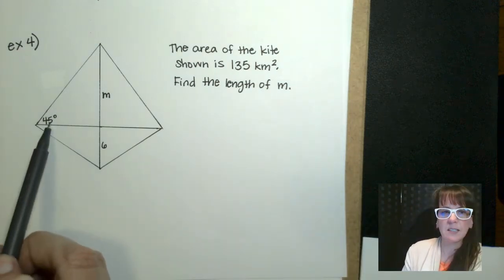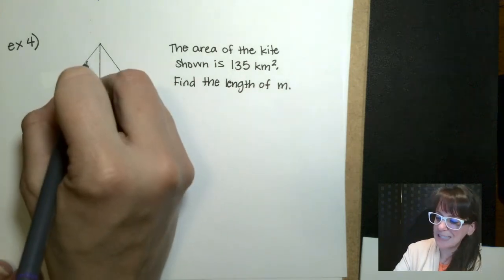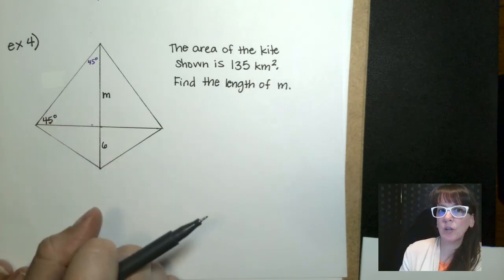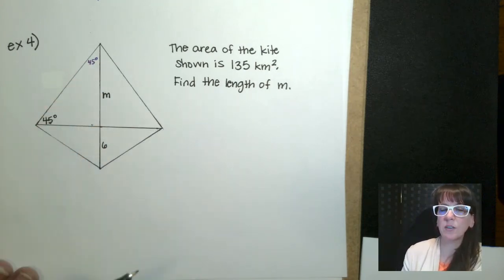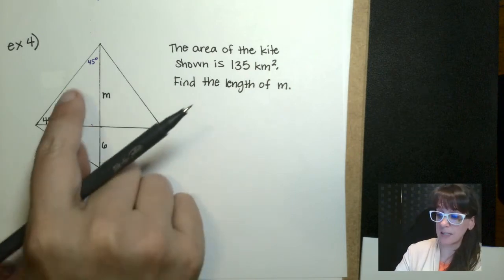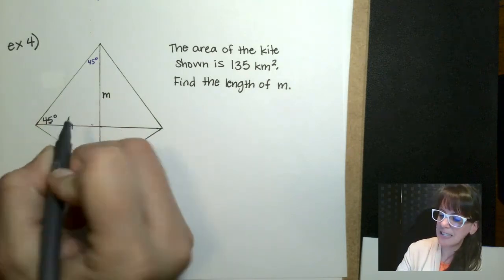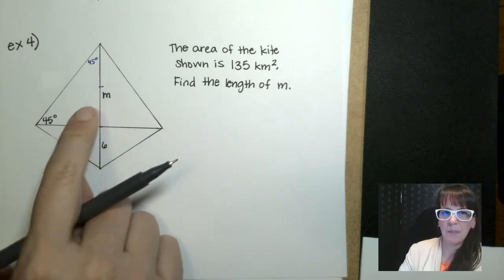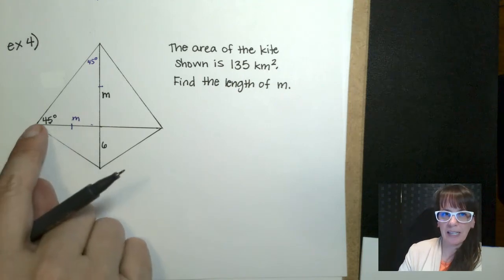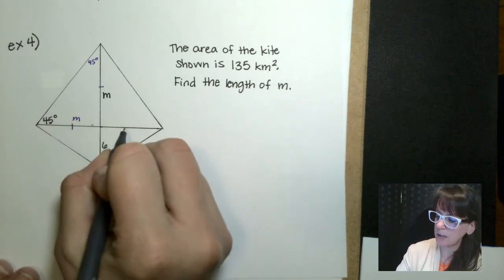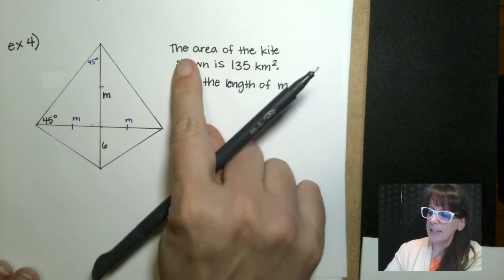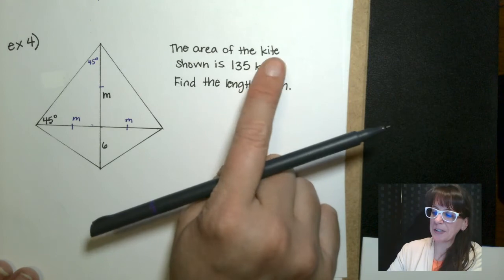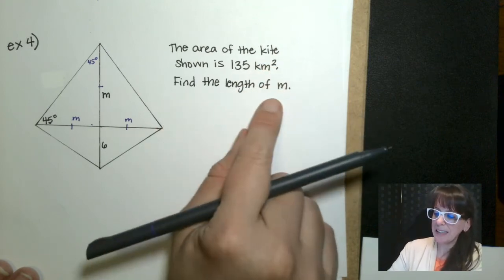First thing I see is this is a 45-degree angle, which means this is also a 45-degree angle up here. Remember, with an isosceles triangle, and this is isosceles because those angles are both the same, that means these sides are also the same. So this guy is M because this is M and this is M. And remember, in a kite, this diagonal bisects itself. So this is also M. The area of the kite shown is 135 kilometers squared. So find the length of M.